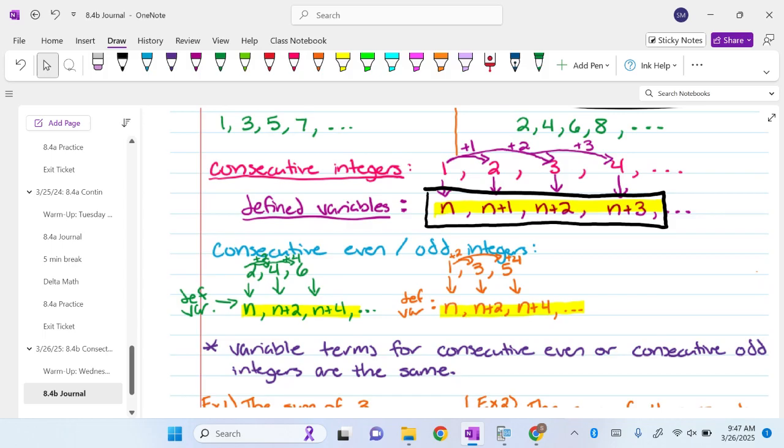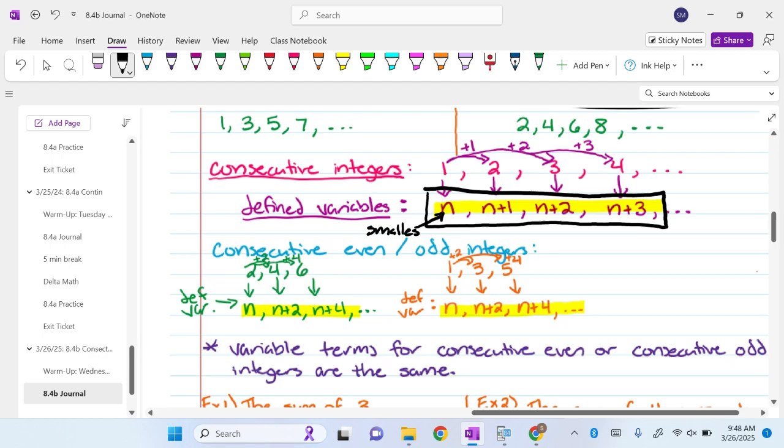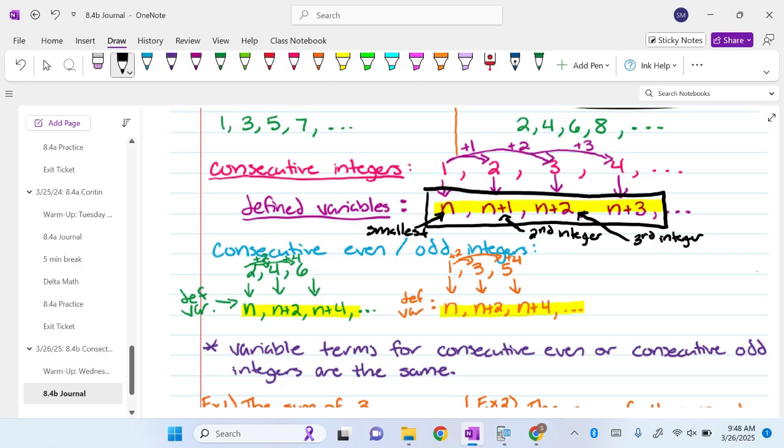But this right here is how you define your variables for consecutive integers, and it'll be very helpful when you set up your equations. So recall, n always represents your smallest integer. And then from there, you keep adding 1 to it in order to get to your next ones. So n plus 1 represents your second integer. n plus 2 represents the third integer in the row. And n plus 3 would be your fourth integer.